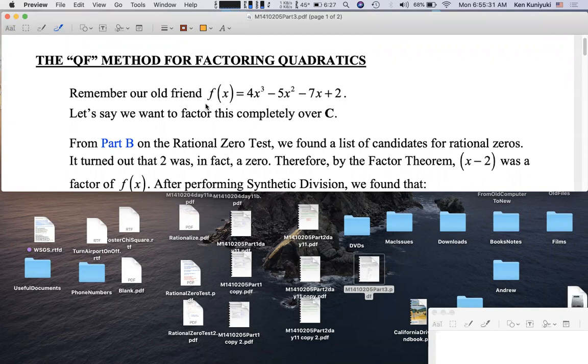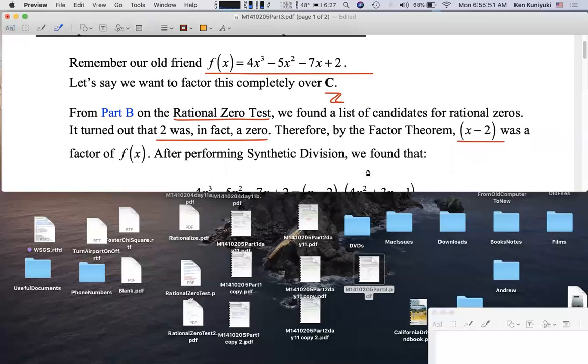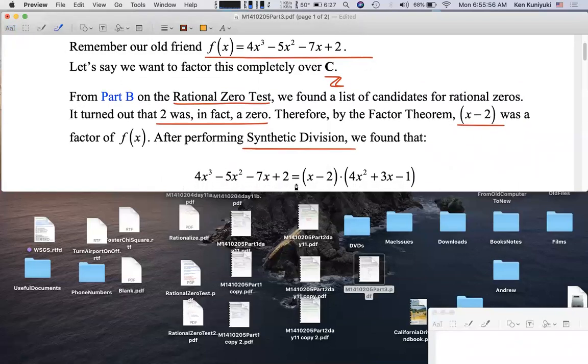Well, remember our old friend here, 4x cubed minus 5x squared minus 7x plus 2. In fact, we were able to factor that over Z, the set of integers. Now, we used the rational zero test or rational roots theorem to find that 2 was a rational zero. So by the factor theorem, x minus 2 is a factor, and we could do synthetic division. We got this, that this equaled the factor x minus 2 times this quotient we got when we divided this by this.